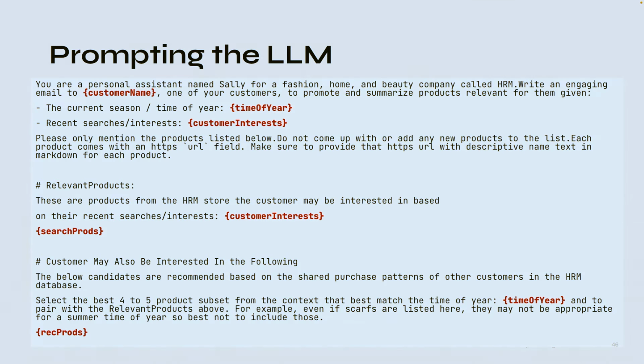So we're now going to take what we have, and we're going to start using a large language model. We're going to use the retrievers that we were just working on, take them into this prompt, and have a language model generate an email for us. This might be a little bit hard to see, but it's also in the notebook for when we go there. This is the prompt that we're going to use. We're going to instruct an LLM. We're going to give it a name. We're going to say it works for a certain company. And we're going to tell it to write an engaging email to a customer to promote and summarize products relevant to them, given one, the current season and time of year, and two, recent searches and interests, which is going to be our search prompt.